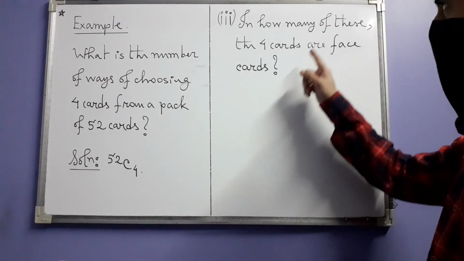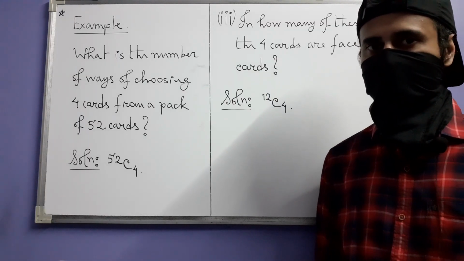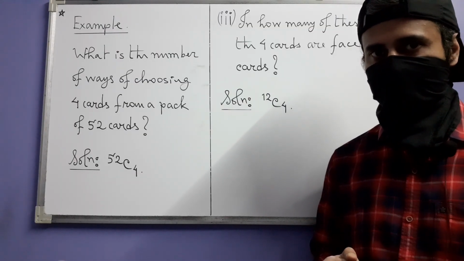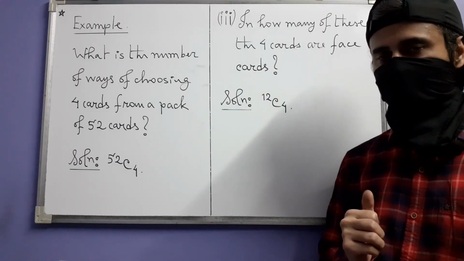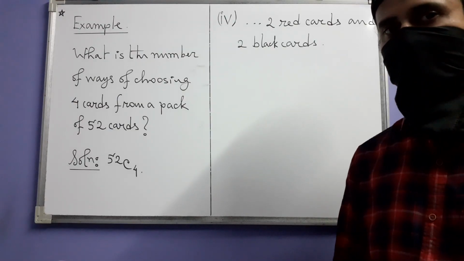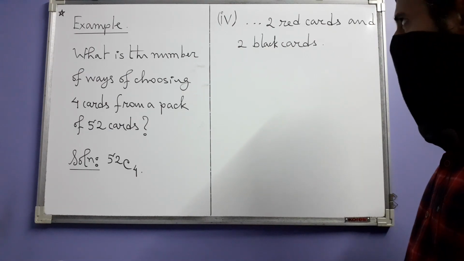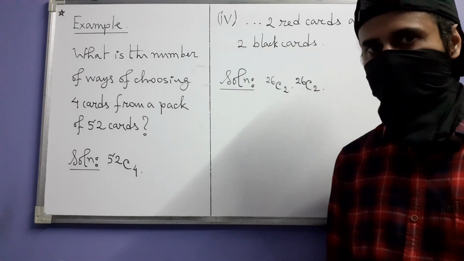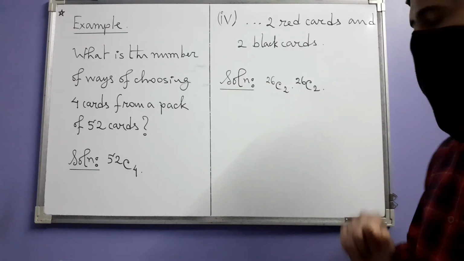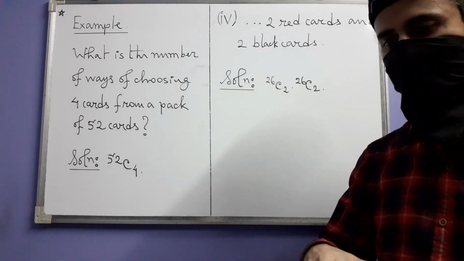Part 3 next. In how many of these the 4 cards are face cards? There are 3 face cards in each suit: King, Queen and Jack. So in total there are 12 such cards, and from them only you have to choose these 4. So that's why this time we have 12C4. Next, part 4. Now in each of our choices we need 2 red cards and 2 black cards. There are 26 red cards and 26 black cards. So the number will be 26C2 times 26C2. And again we are multiplying because we need them to come together to form one single choice.